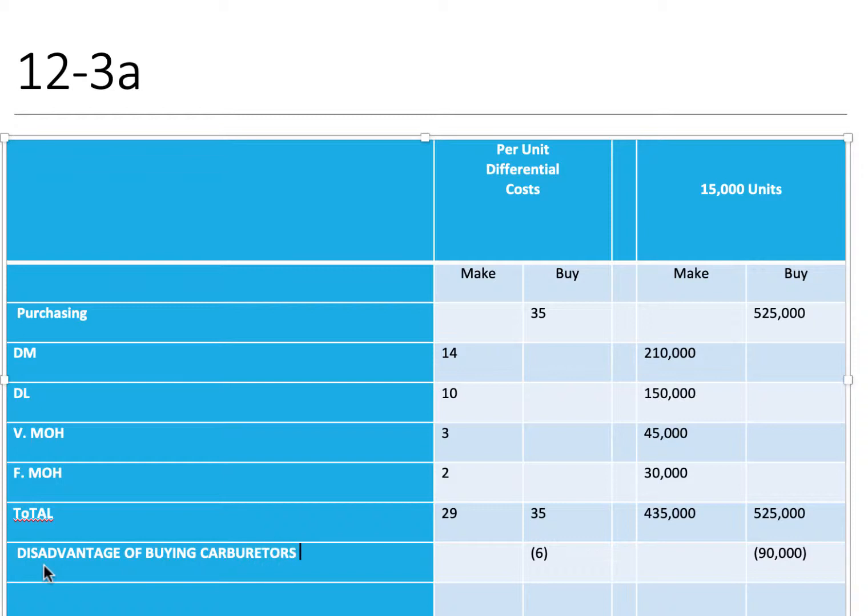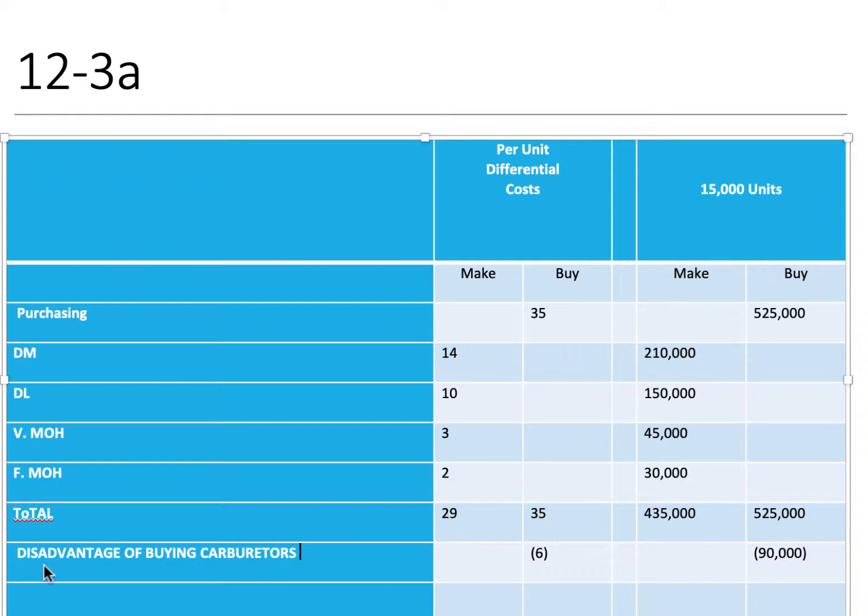Now the second one says, should the outside supplier offer be accepted? Nope. Based on the data that we just calculated here, we'd be worse off if we bought them. We'd be $90,000 worse off, right? We're going to reject that offer, and we're going to continue to produce those carburetors internally.